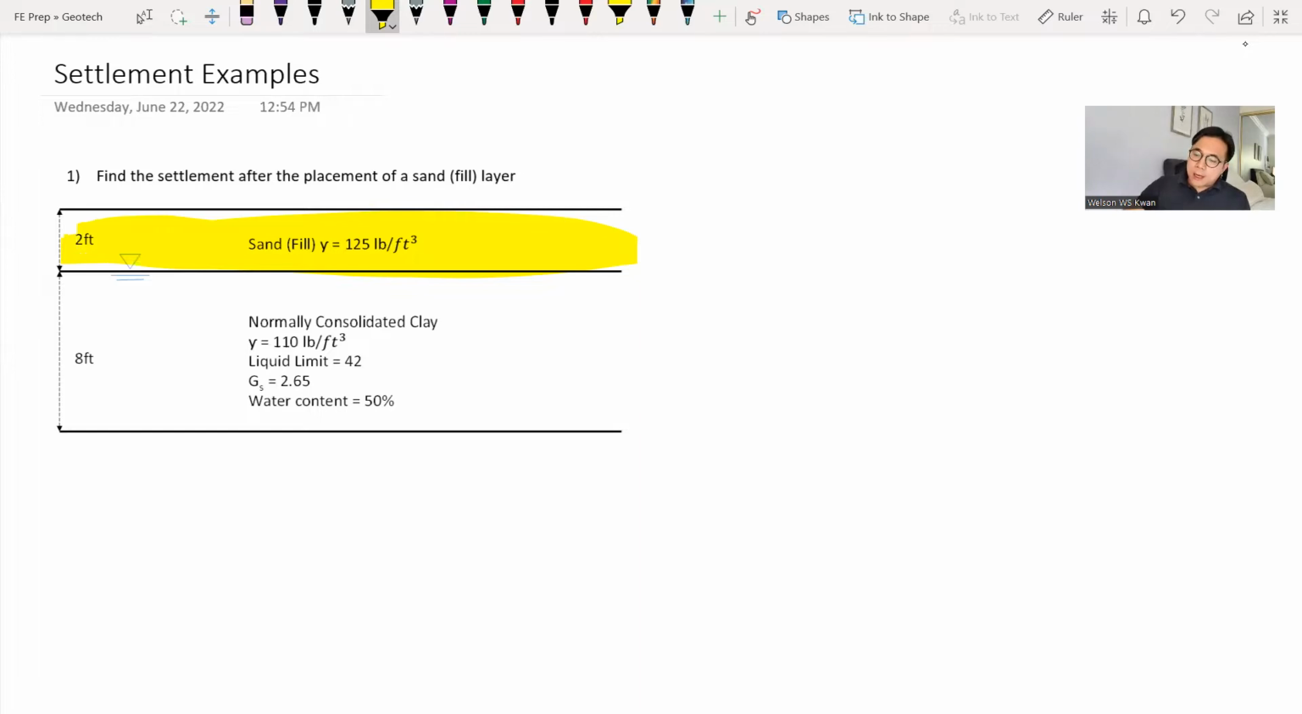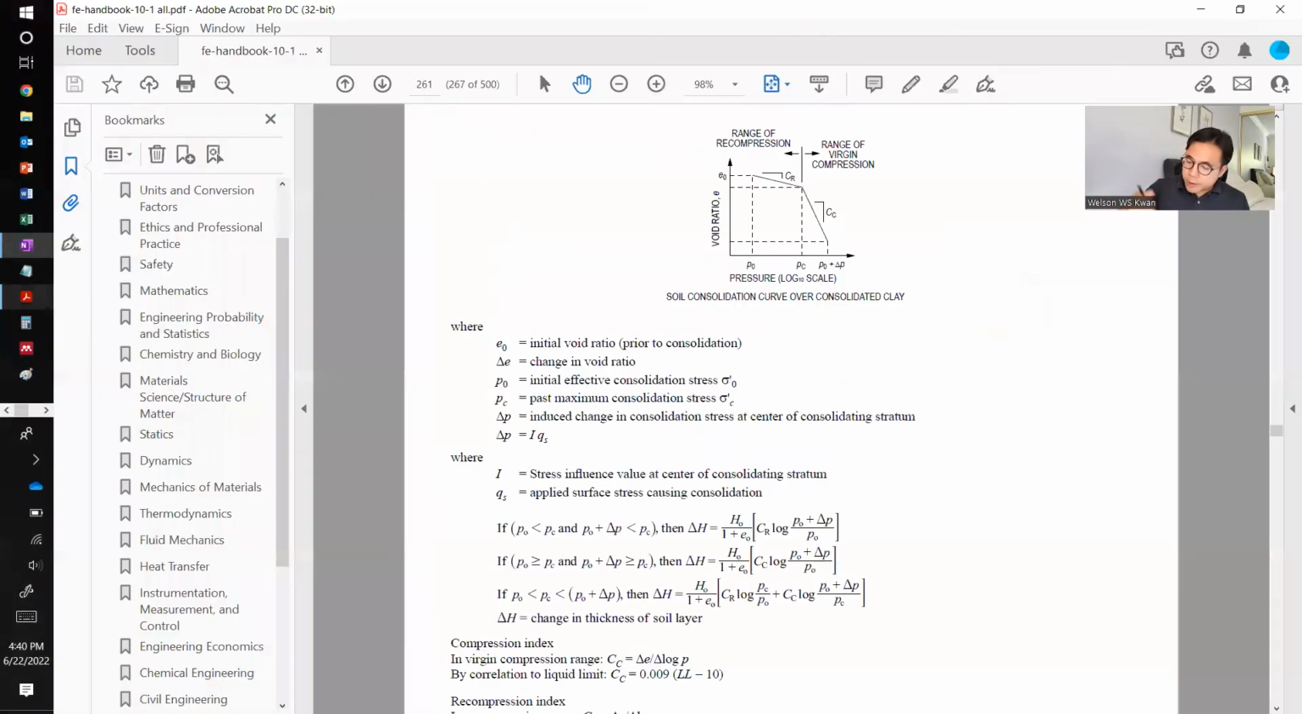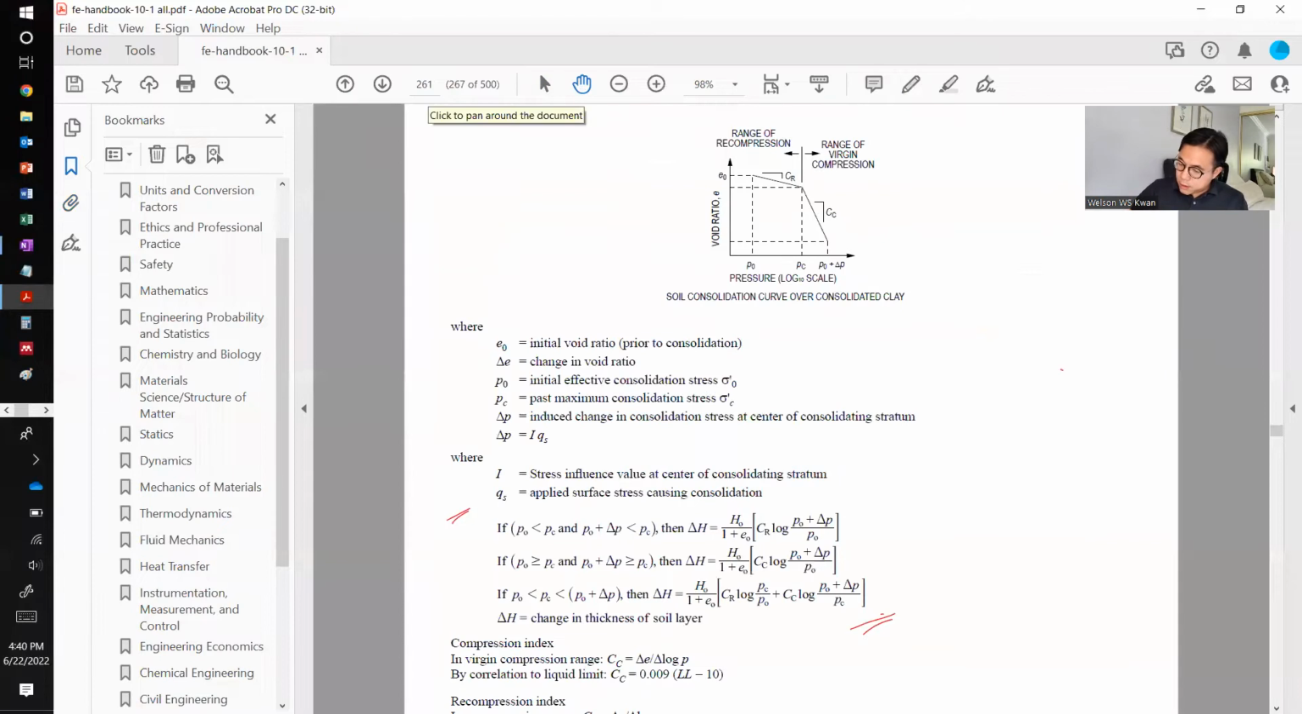So this is a very classic settlement problem asking you the question of how much. When you see "find settlement" in terms of how much, when you go to the FE manual, we can automatically think of those three equations, the ones that give you the amount of settlement. But realize that you have three scenarios. You need to pick one.